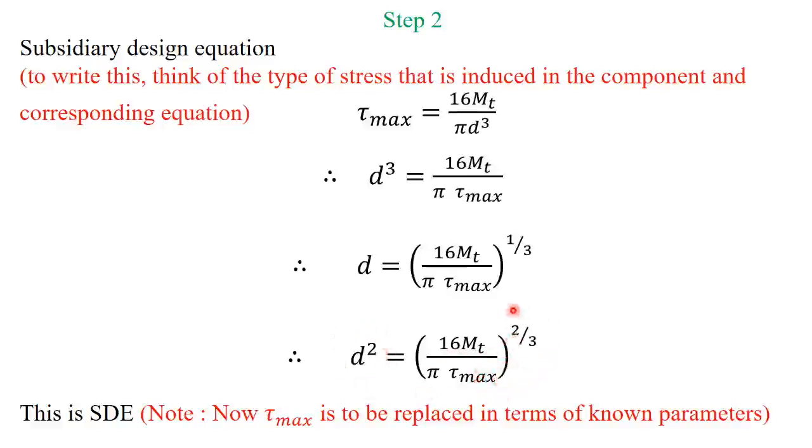Why is d square found out here? Because in the PDE it mentions d square, so we have to replace d square. But tau max is also unknown. So this is the SDE. Now these are actually various forms of the SDE. You can say tau max is equal to 16 Mt upon pi d cube. This is also SDE, and all the remaining equations are also SDE. So these are various forms of the SDE. Tau max is also unknown here. That's why your next task must be to replace tau max.